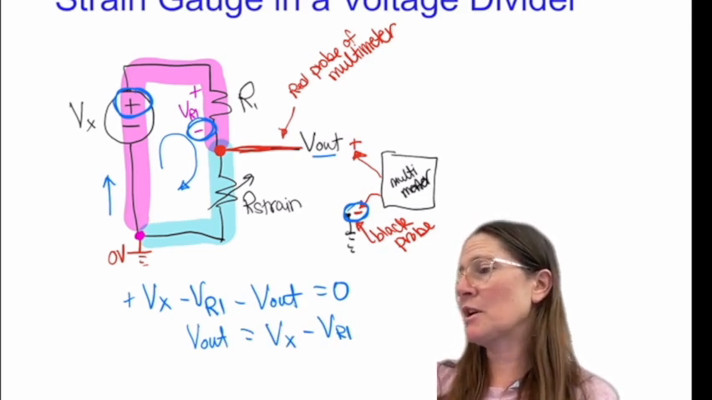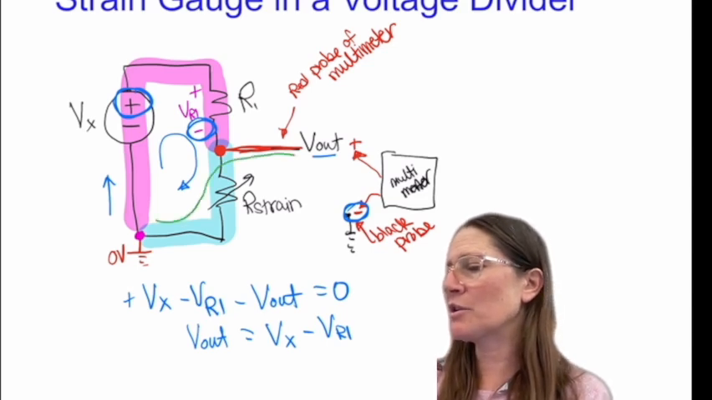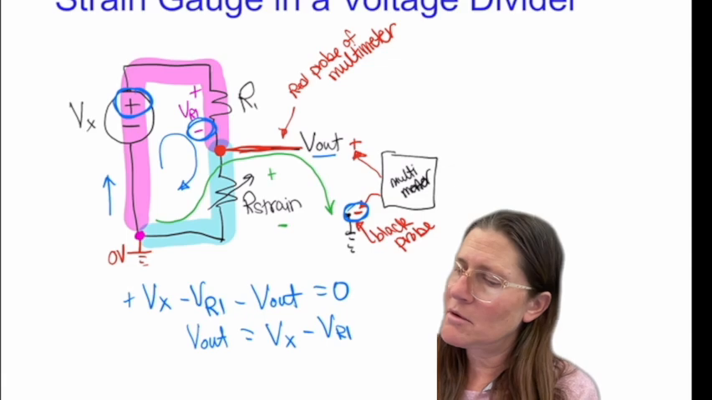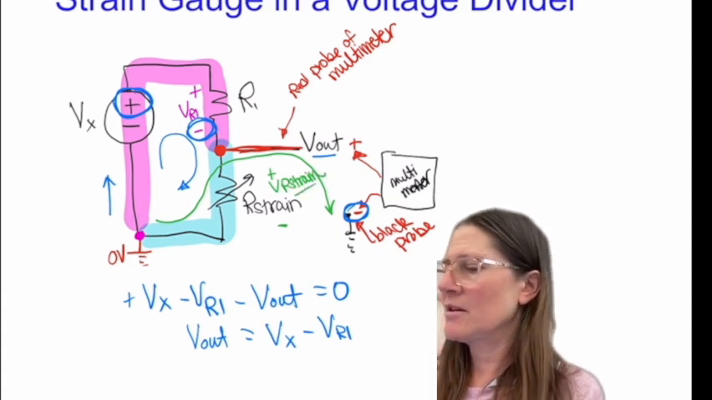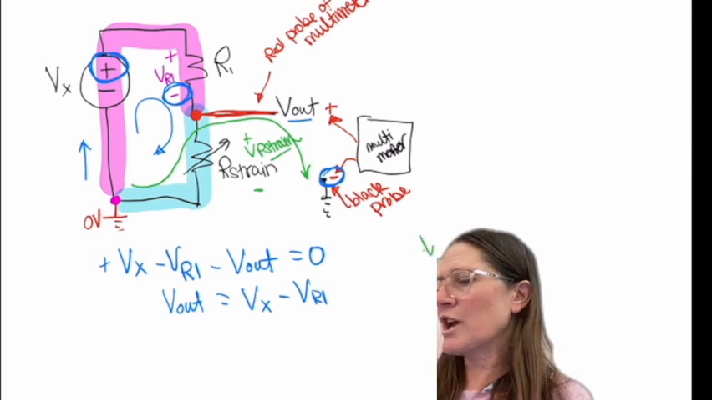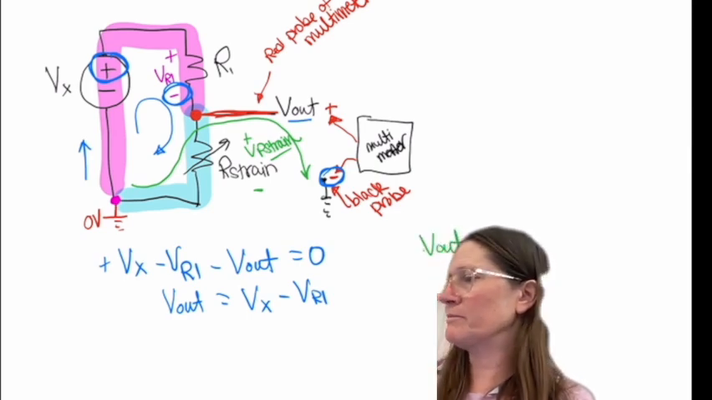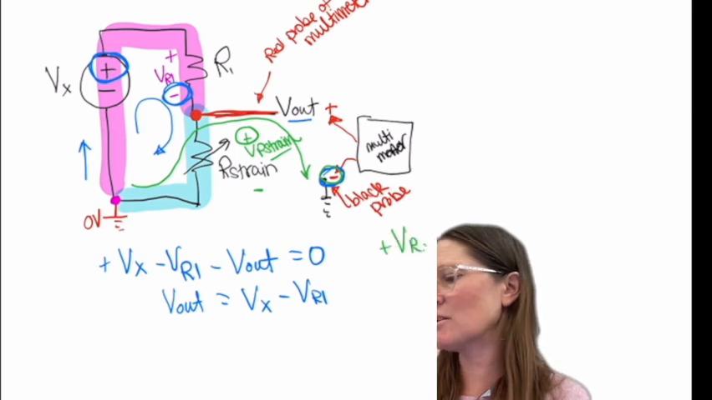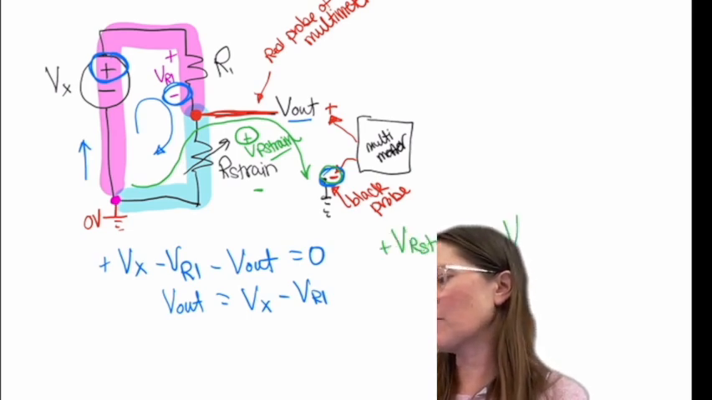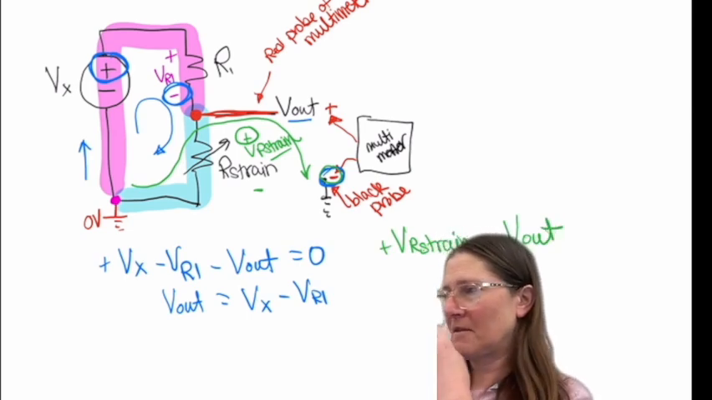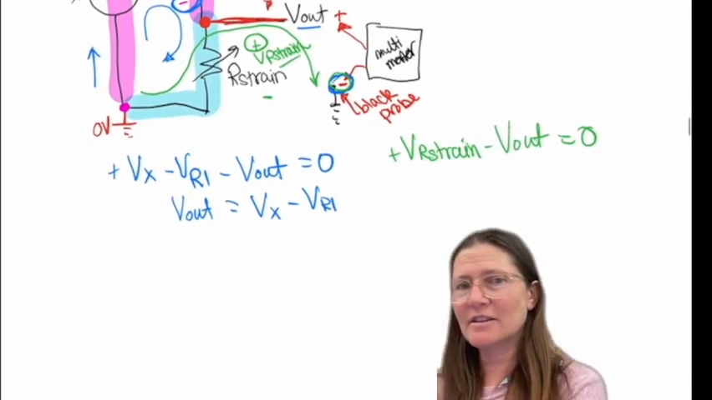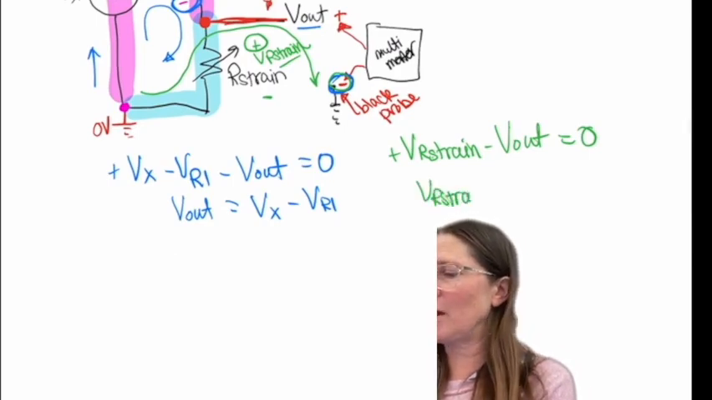Another pathway would be going through here through V out, and that is going to be the voltage across this R strain. So V out is going to equal, well, let me go backwards. Okay, so a plus and then a minus. So plus VR strain minus V out equals 0. And then you can say that VR strain is equal to V out.